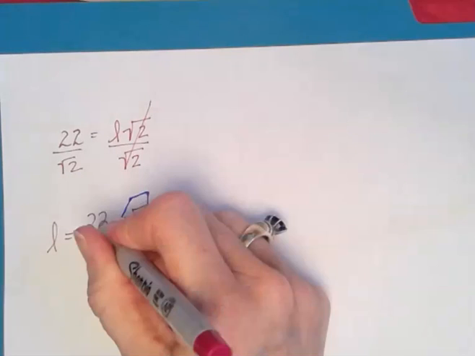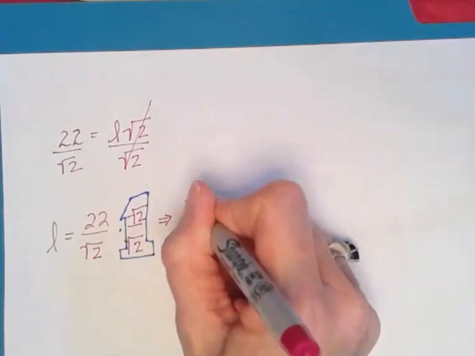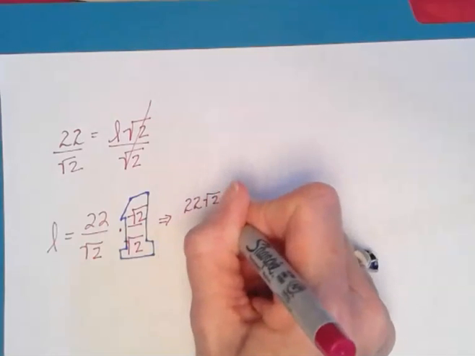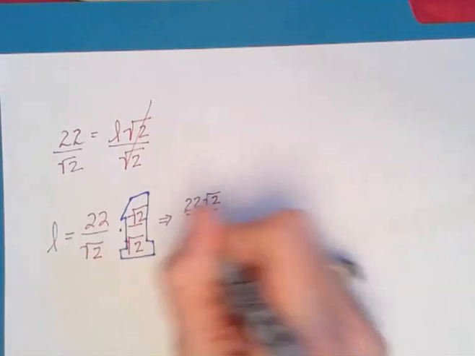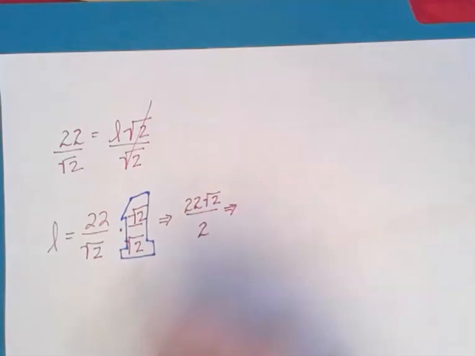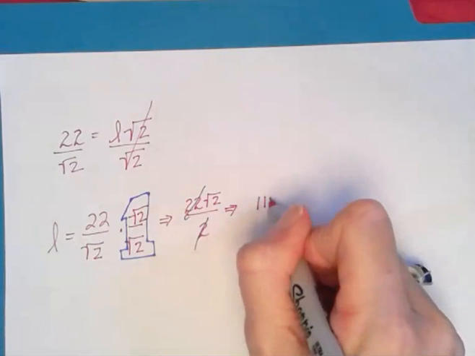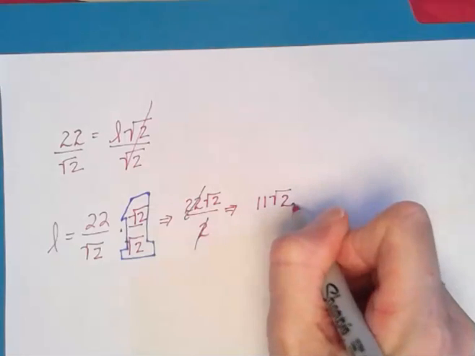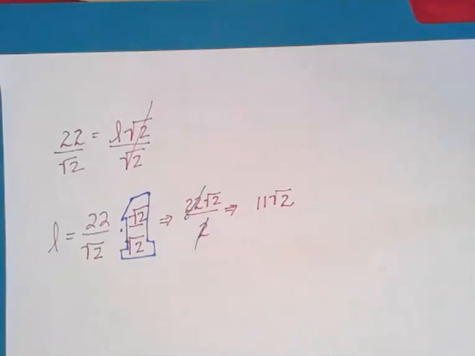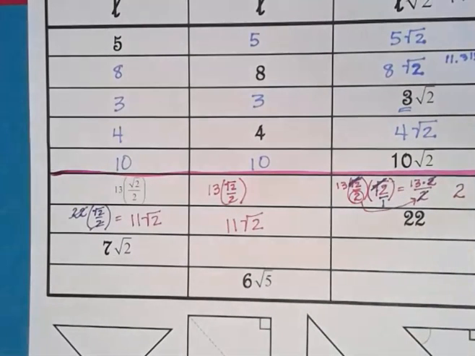It just allows us to go 22 times the square root of 2 equals 22 square root of 2, over square root of 2 times square root of 2, which we did in the calculator, and we got 2. We're going to reduce that fraction, and we'll end up with 11 times the square root of 2. The exact same answer we already put in right there.